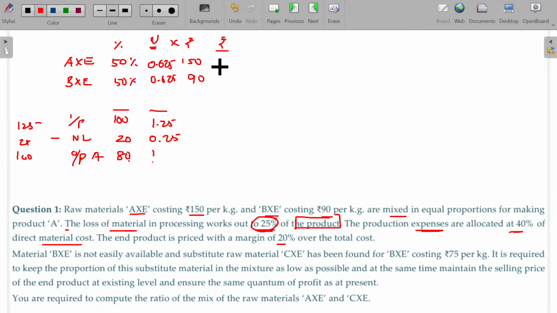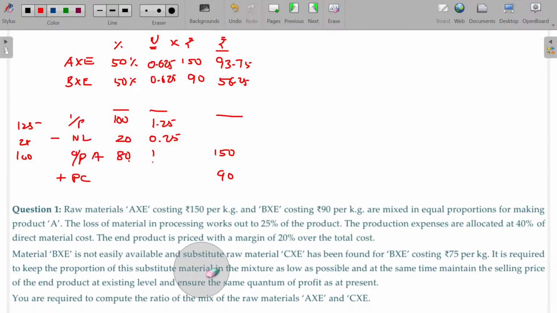0.625 into 150, 93.75 is the cost you spend for AXC. 56.25 is the cost to spend for BXC. Then the overall material cost for producing 1 unit of output is 150. And the production expenses are allocated at 40% of the direct material cost. So with that, you have to add production cost, being 40% on this. How much is that? 90.